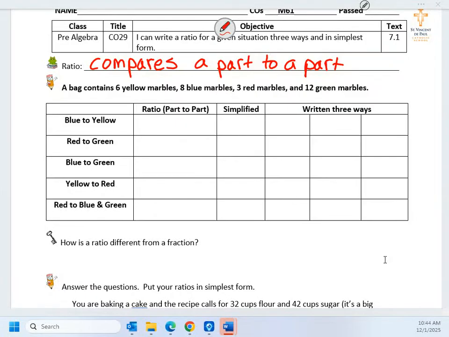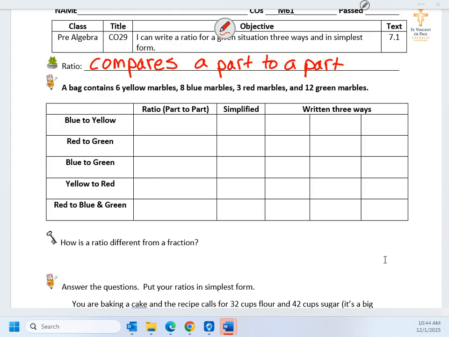So if we have a bag that contains 6 yellow marbles, 8 blue marbles, 3 red marbles, and 12 green marbles. So all those marbles are mixed up into one bag. We need to look at how we can write different ratios. The first one says blue to yellow.